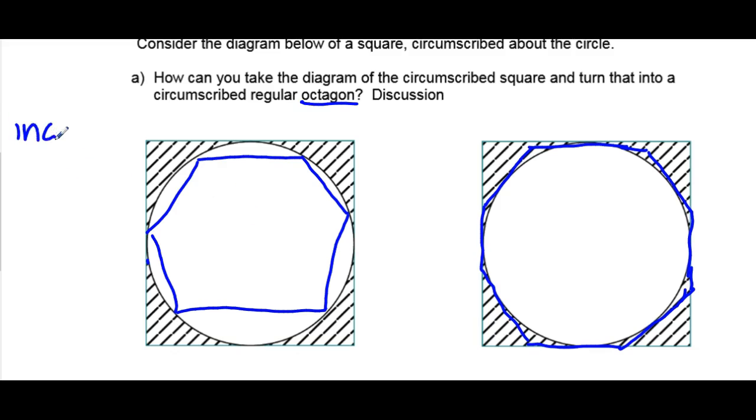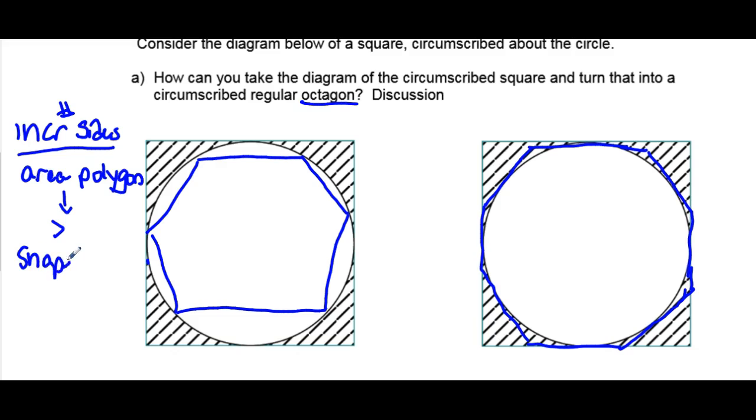So as we increase the number of sides, what happens to the area of the polygon? The area of the polygon gets larger, and the shape of the polygon gets more circular.